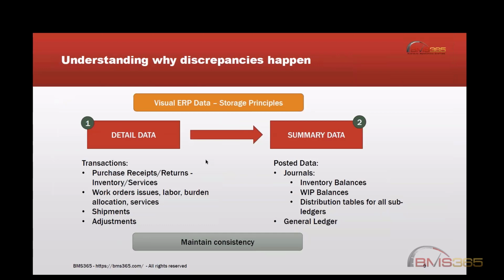So within the ERP, there are two types of data. Detailed data is where transactions happen: we have inventory transactions, purchase order receipts, work order issues, shipments, adjustments. That type of data is stored in detail tables. Then the ERP will summarize, Visual will cost, for example, those transactions and will transfer that data into what's called summary tables. So in order for the summary tables to be properly summarized, we have to make sure that the data in the detailed tables are correct or following certain rules.